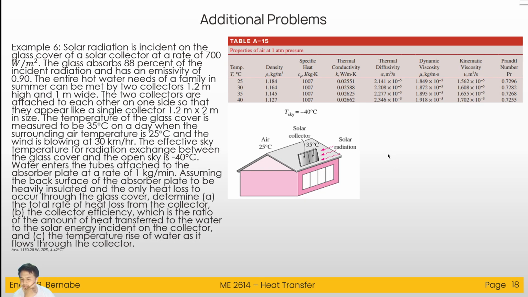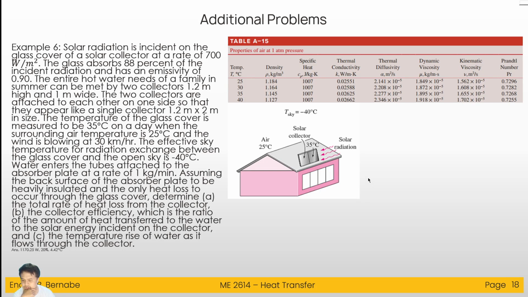The temperature of the glass cover is measured to be 35 degrees Celsius. The surrounding air is 25 degrees Celsius and the wind is blowing at 30 kilometers per hour. The effective sky temperature between the glass cover and the open space is -40. Water enters the tube attached to the absorber plate at a rate of 1 kilogram per minute. Assuming the back surface of the absorber plate to be heavily insulated, and only heat loss to occur through the glass cover, determine the total rate of heat loss from the collector.